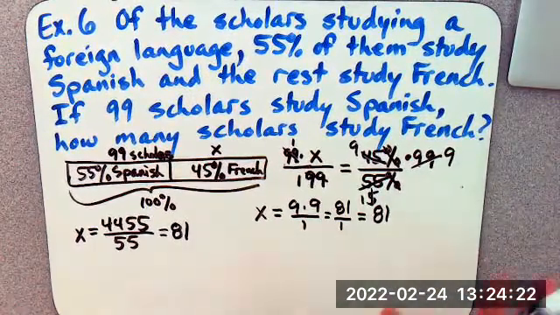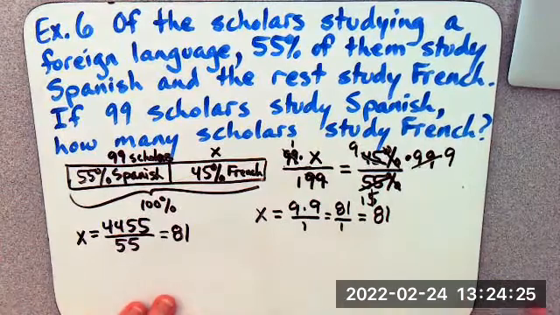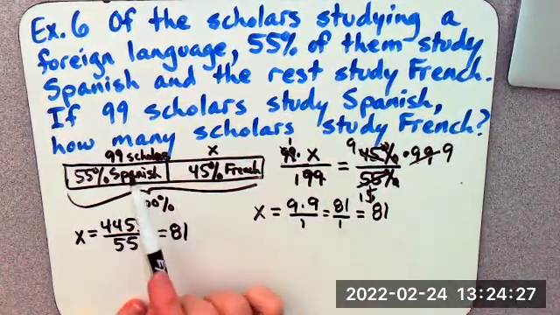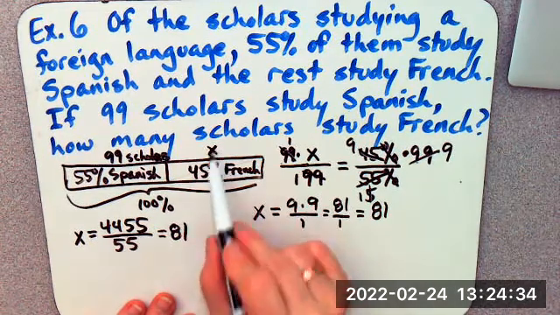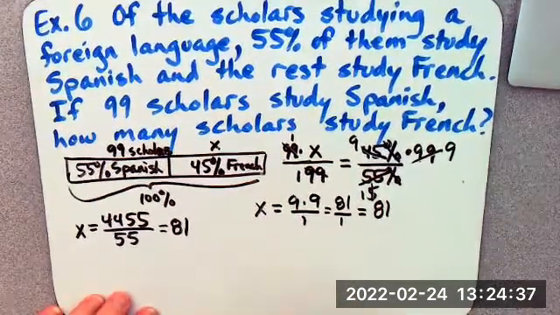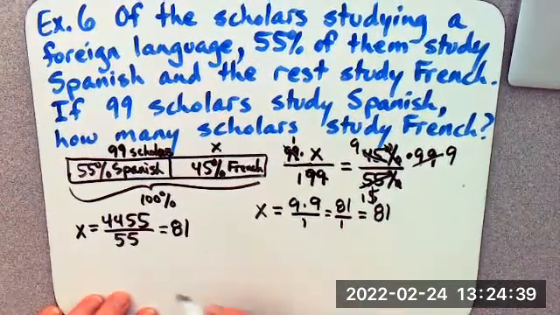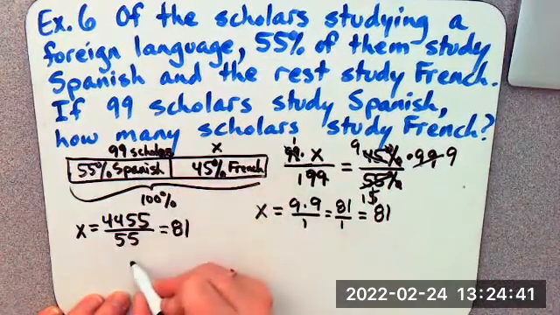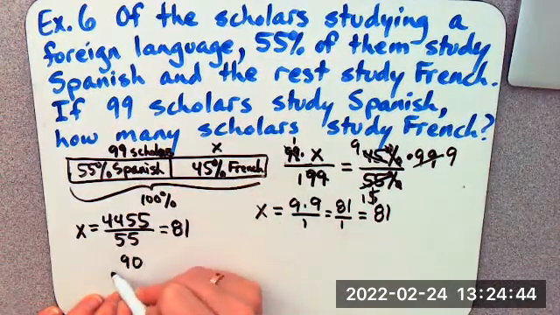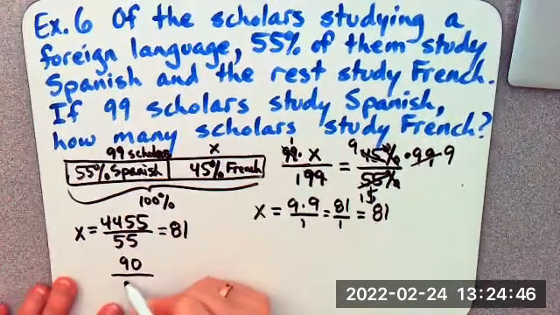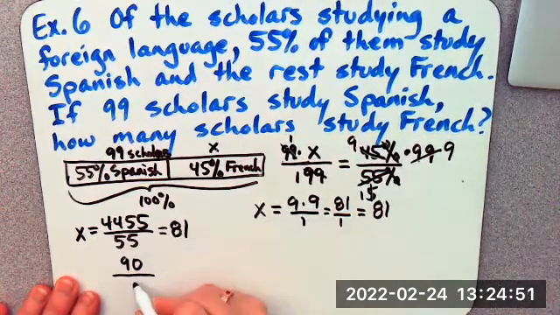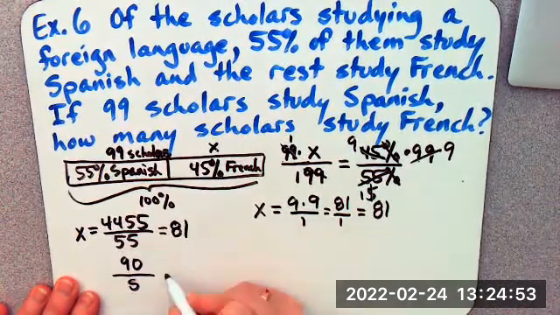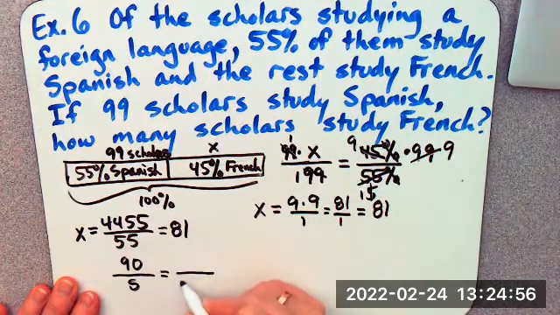Okay, so I mentioned that you could set this up in a different way. If we find the total amount of scholars, we can also solve this problem, but we're going to use a different variable for the total, and then I'll show you how to do this. Okay, so if 99 scholars study Spanish, and I don't know the total amount of scholars, so let's write the total scholars will be S. Okay, that's going to relate to the 100%.